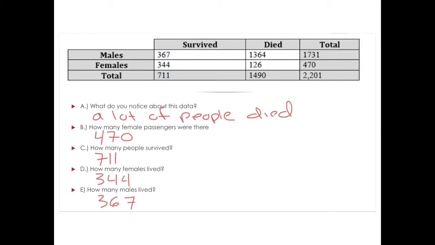Okay, now we have a combination of our two things. So we know that they are females and they lived. So I want to go down to my females, go over to the survived portion, and I have 344 of those. And then for my last one, how many males lived? So again, we know they are male, we know that they lived, so I have 367 of those.